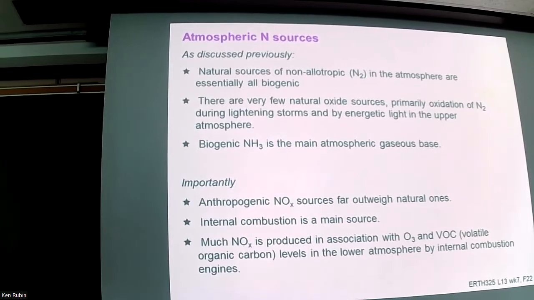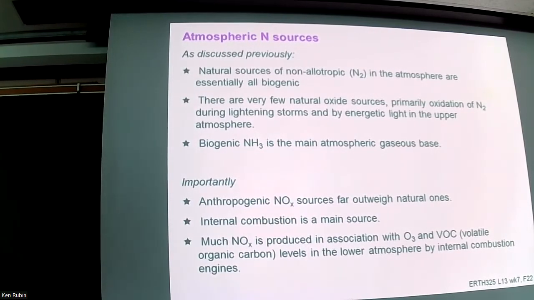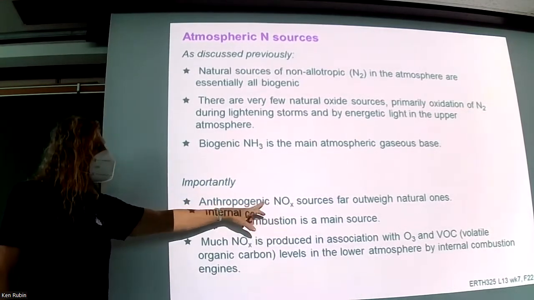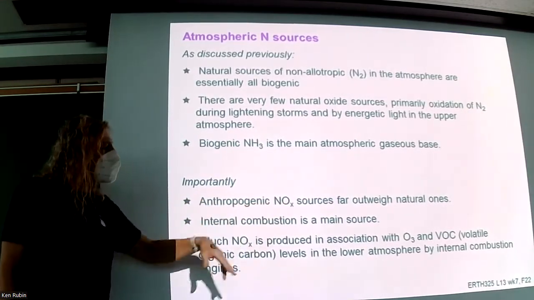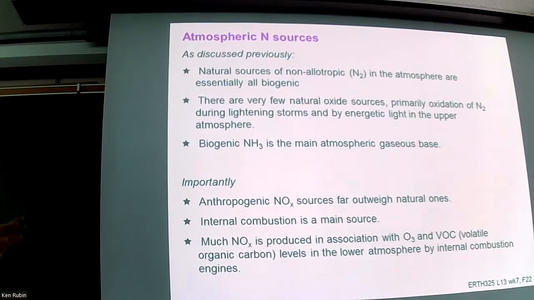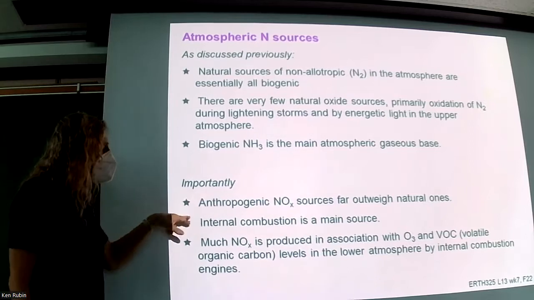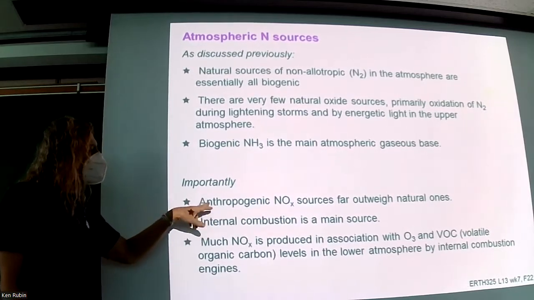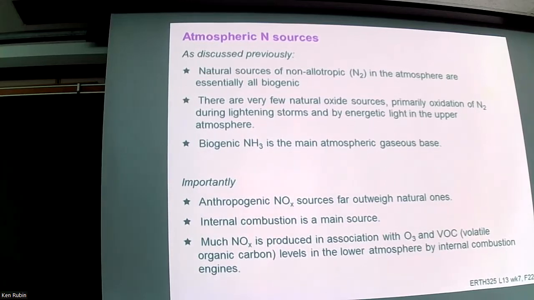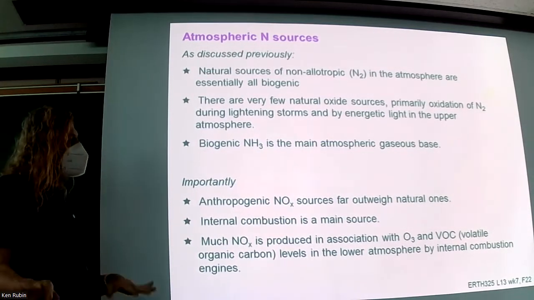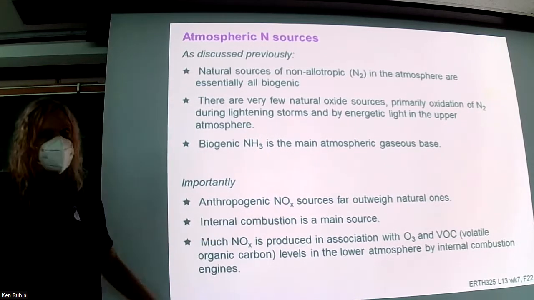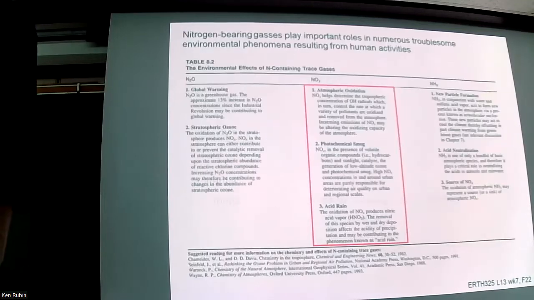Okay, and by far, anthropogenic sources of oxidized nitrogen outweigh the natural ones, right? And it's not just fossil fuel burning. There's other stuff. So internal combustion is a main source, but there's other stuff we do that also enhances nitrogen addition to the atmosphere, especially agriculture. So this is really the genesis of nitrogen oxide acid rain.